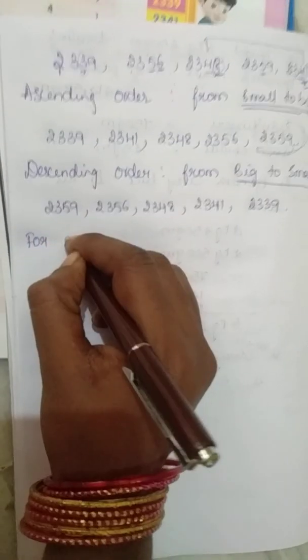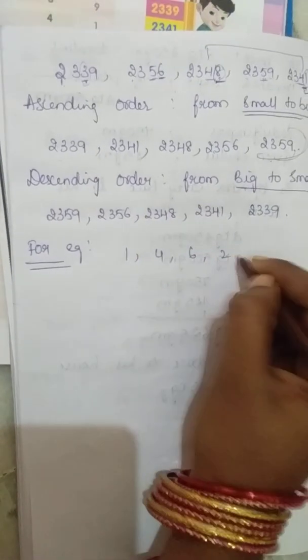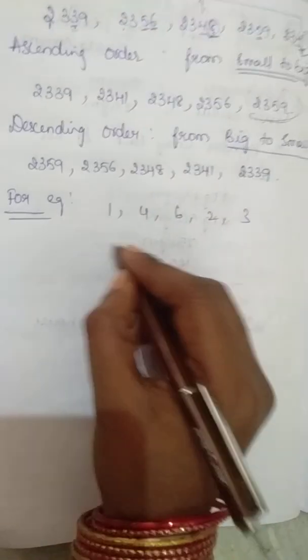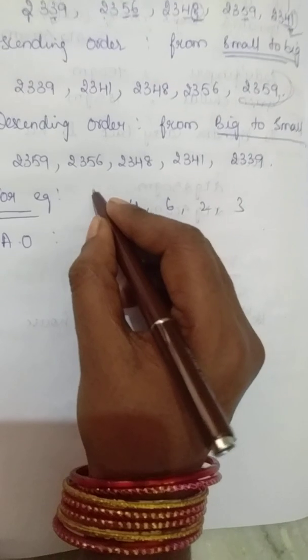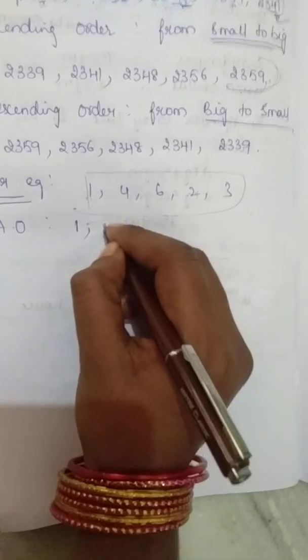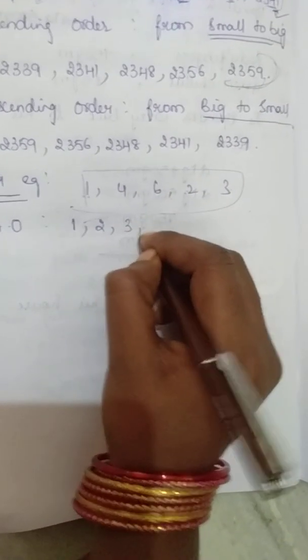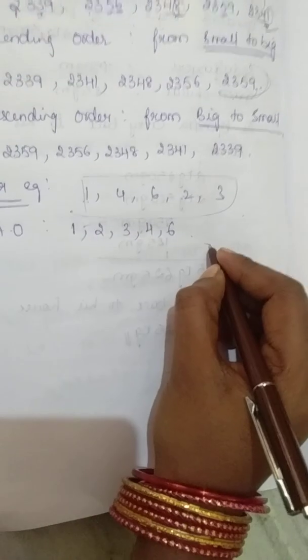Okay. See, one more example I will tell you. For example, the numbers are 1, 4, 6, 2, 3. For these numbers you have to arrange in ascending order. What is meant by ascending order? Ascending order is nothing but you have to arrange the numbers from small to big. Now check here which is the small number. 1 is the small number. After 1, 2. After 2, 3. After 3, 4. After 4, 6. This is your ascending order.